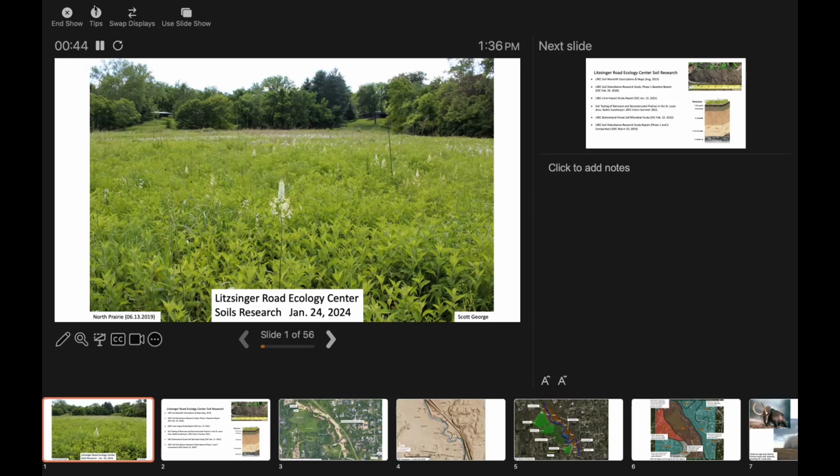I've also got a lot of slides that I'm going to run through pretty quick. Some of them are just base maps in case somebody wants to look at this on their own and identify where these samples were collected and things like that.